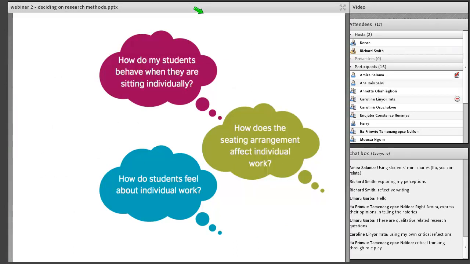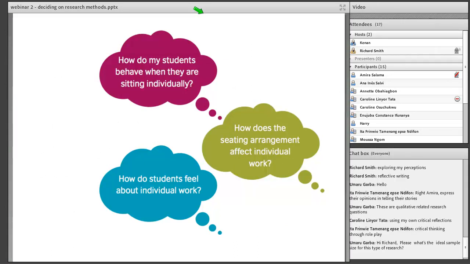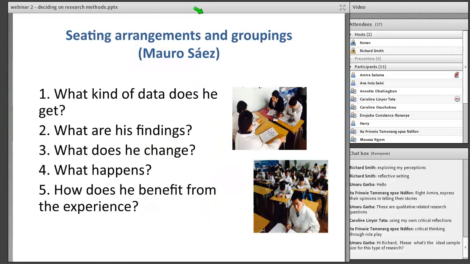So what he did, remember his questions, he decided that he did actually reflect a little bit on his own behavior after each class by taking some notes. He decided to teach different kinds of class. Some of them sometimes with individual work, sometimes with pair work, and sometimes with group work.